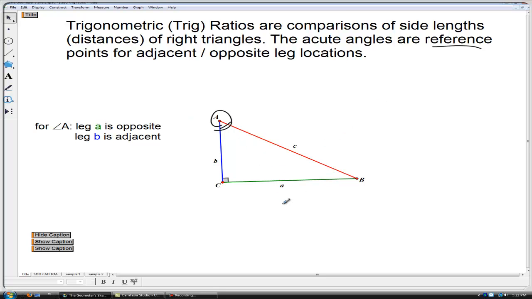when we're going across the triangle, that gives us the opposite leg, which would be A, right? And this is a convention also. The lowercase a is always opposite the capital A. Leg B is the adjacent leg.